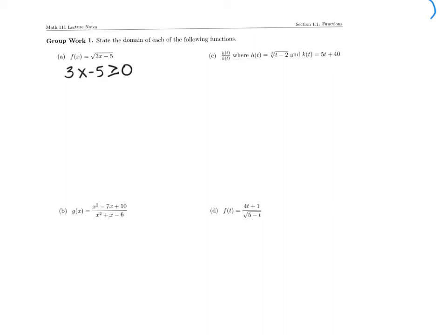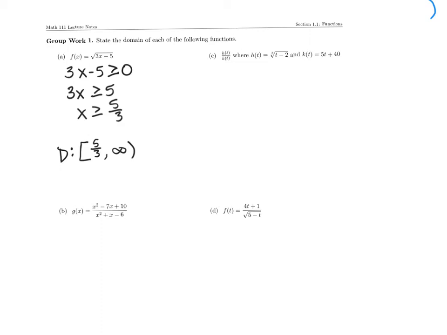I'm going to solve like normal. 3x is greater than or equal to positive 5, adding 5 to both sides. Divide both sides by 3. We get x is greater than or equal to 5/3. So when I write out that domain, we can be equal to 5/3. That's our smallest or lowest number. And then we can go as high as we want all the way up to infinity. And again, remember, you can never be equal to infinity, so we'll use a parenthesis here.